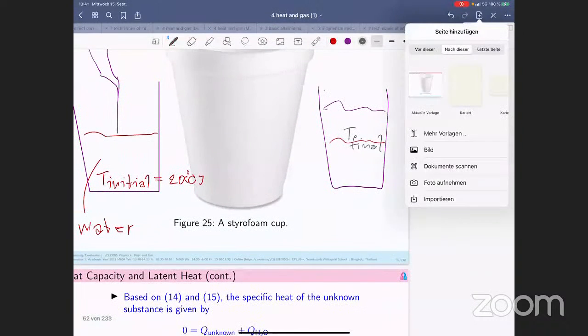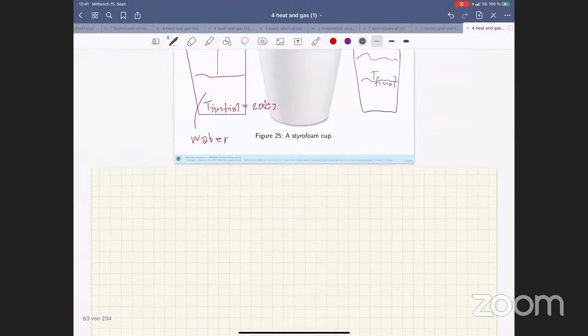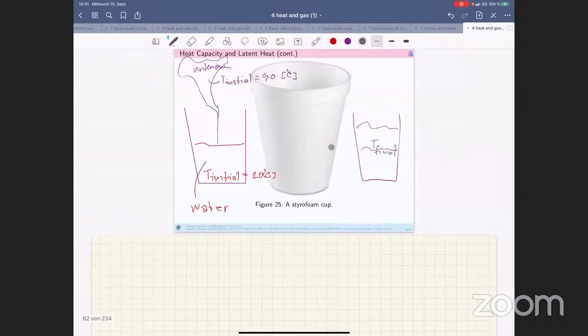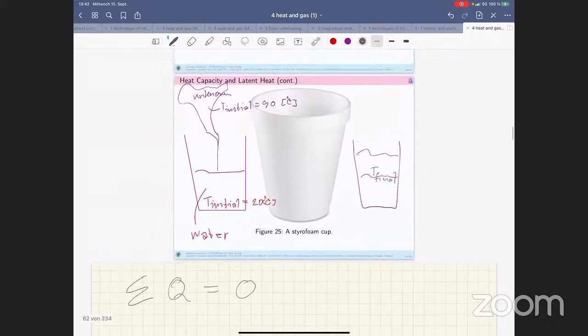So in this case, we have to use the conservation of energy, right? Assume that the whole system, the styrofoam, is a good device to prevent the heat dissipation to the environment. If we don't have any heat loss or energy loss, so the system should remain the same, right? Summation of the heat inside the system is zero. Okay, there is no heat loss at all. All right.